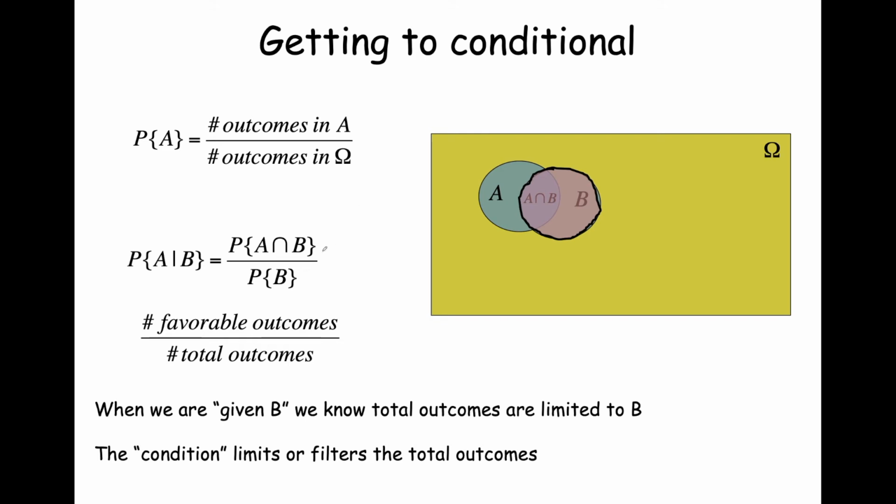And so when we are given B, we know the total outcomes are limited to B, and the condition then filters out of these total outcomes, right? This condition says, I don't want to consider the whole universe of consideration. I want to consider just this B region from this universe of consideration. It gets smaller, and therefore the denominator gets smaller. And this idea of new information, it kind of makes sense: when you get new information, the chances are going to increase for the thing that you're looking for, this number of favorable outcomes, the numerator.